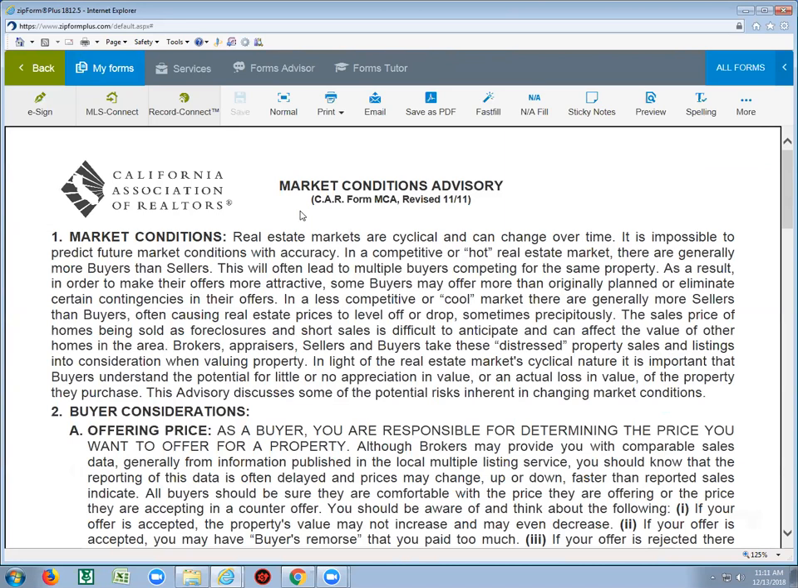In a competitive or hot real estate market, there are generally more buyers than sellers. This will often lead to multiple buyers competing for the same property. As a result, to make their offers more attractive, some buyers may offer more than originally planned or eliminate certain contingencies in their offers. Make it more attractive and more competitive. Remember, when you submit the offer, sometimes it's not always a price issue. You have to understand what the sellers need, what the sellers' conditions are.